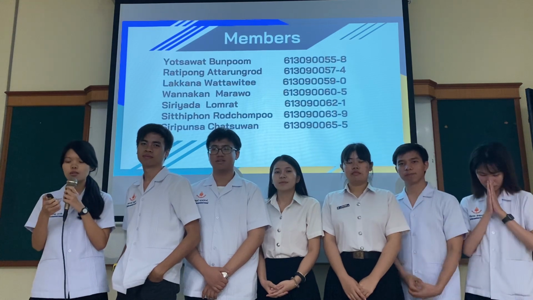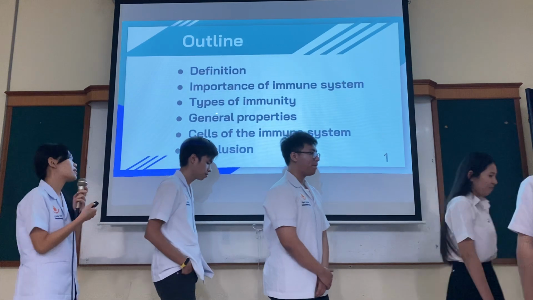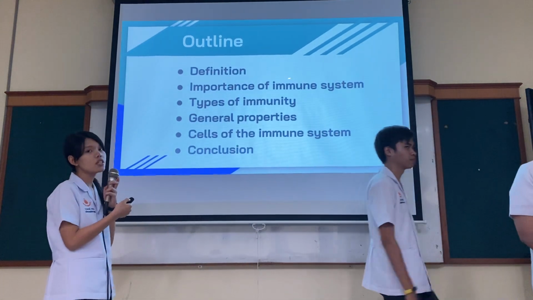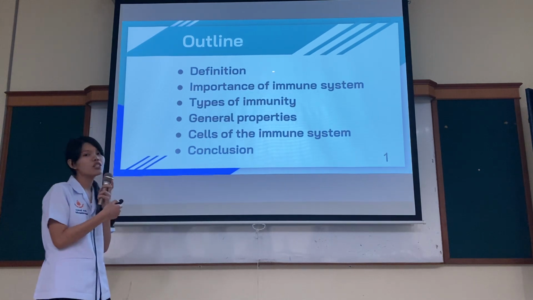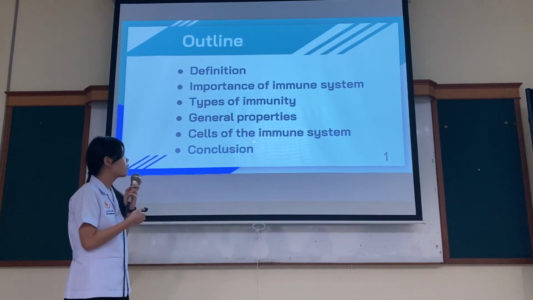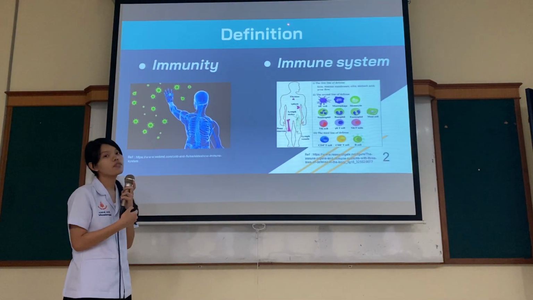The content of our presentation will be divided into 6 parts: definition, importance of the immune system, types of immunity, general properties, cells of the immune system, and conclusion. I will start with definition.